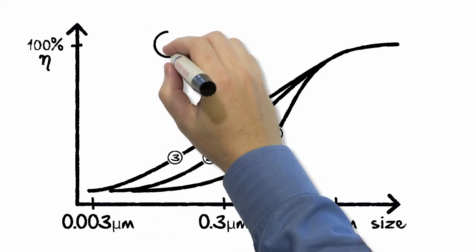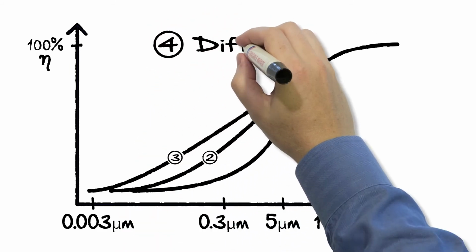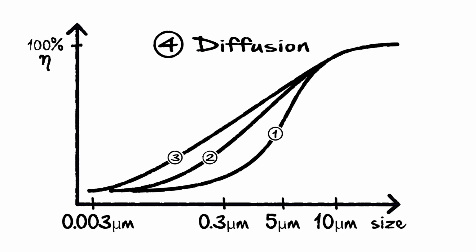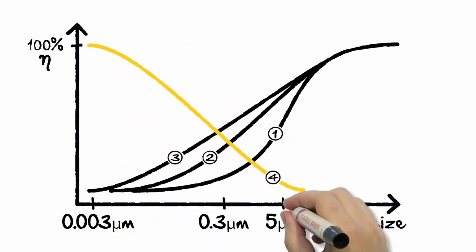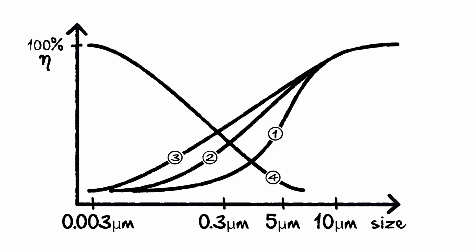When we look at diffusion, it's completely the other way around, because the smaller the particle is, the more it's going to bounce off of other molecules or other particles, increasing that probability of hitting the filter fiber. So it's going to be very efficient for ultrafine, very small particles, but it quickly drops off, and for larger particles, there's none of that capture mechanism.